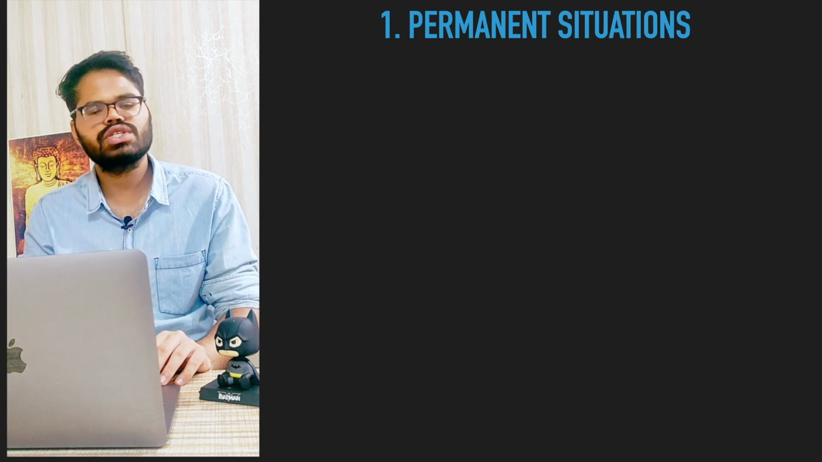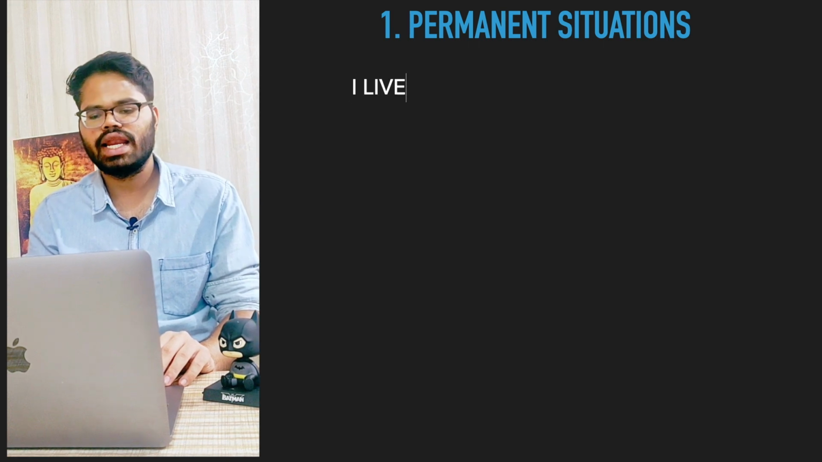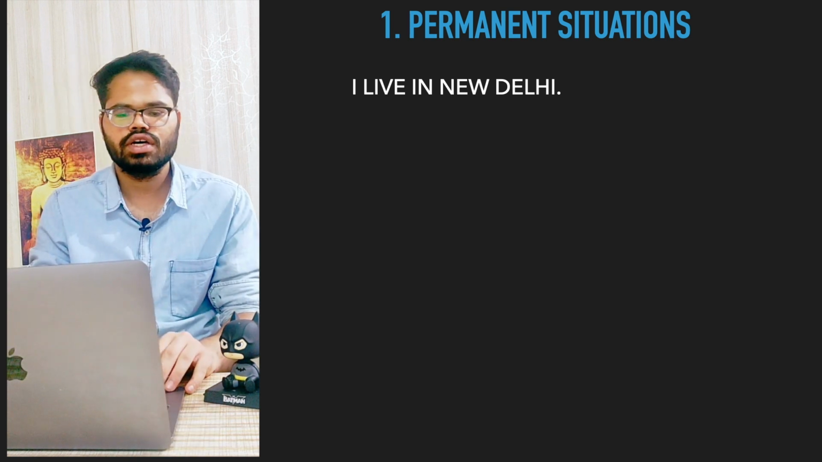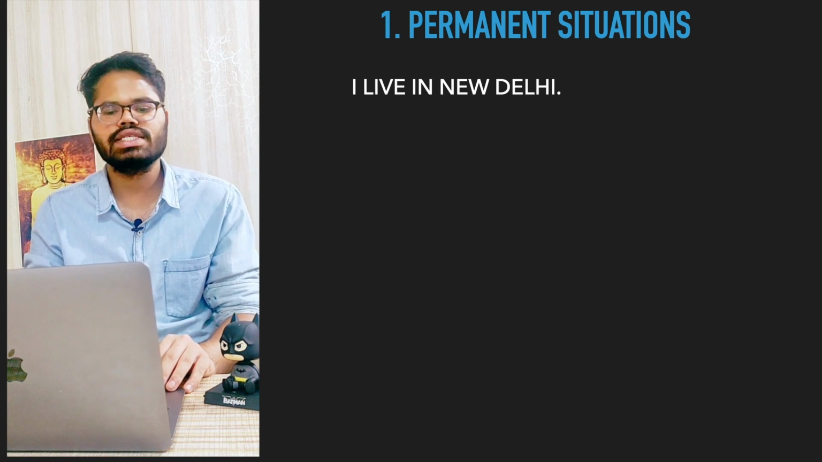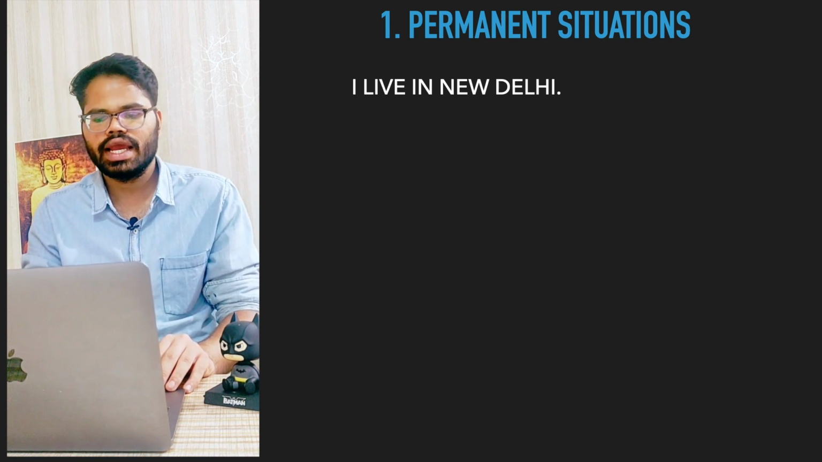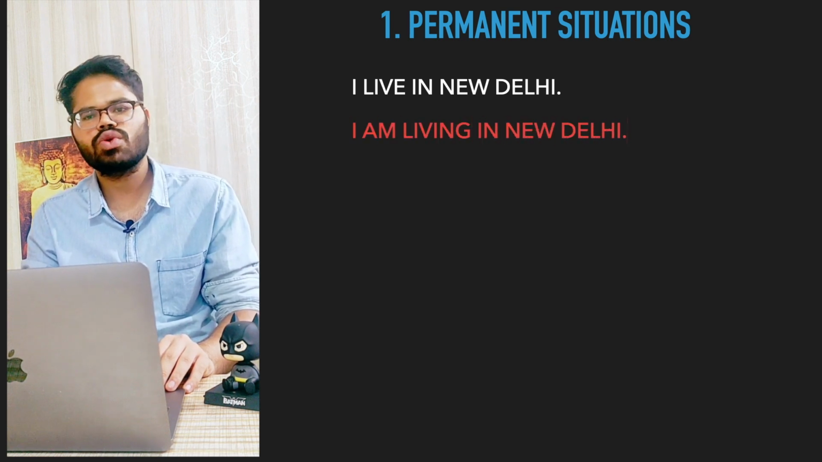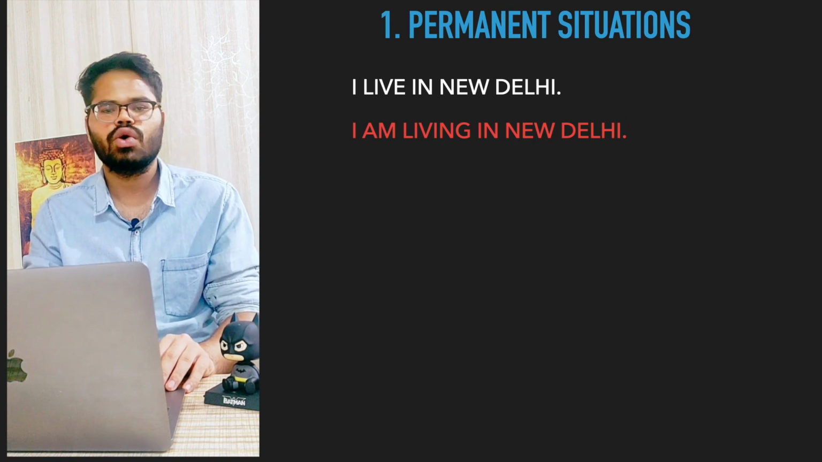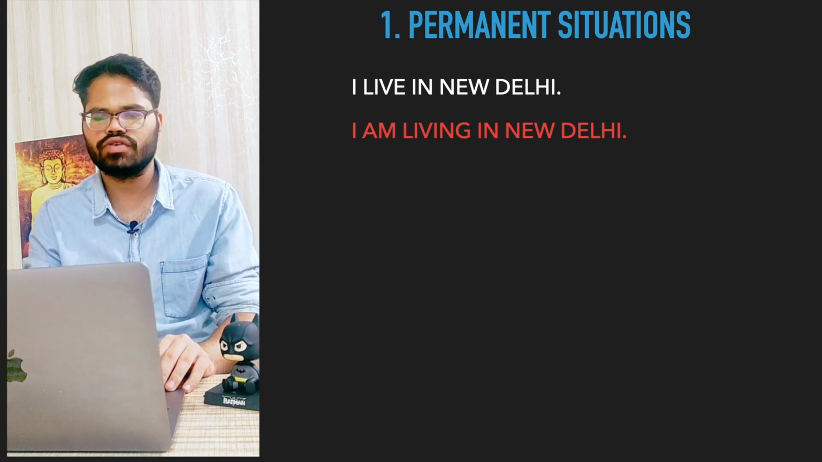Now we will come to usages. Our first usage is talking about permanent situations. If I say I live in Delhi, it means that this is a permanent place where I live. Not just for a short time, but for a long time. And more or less, it is a permanent situation. It is mostly true. If I say I am living in Delhi, it is not a permanent situation. It may be that I have come here for vacation or to visit my friends or family members, but I am not a permanent resident of Delhi.